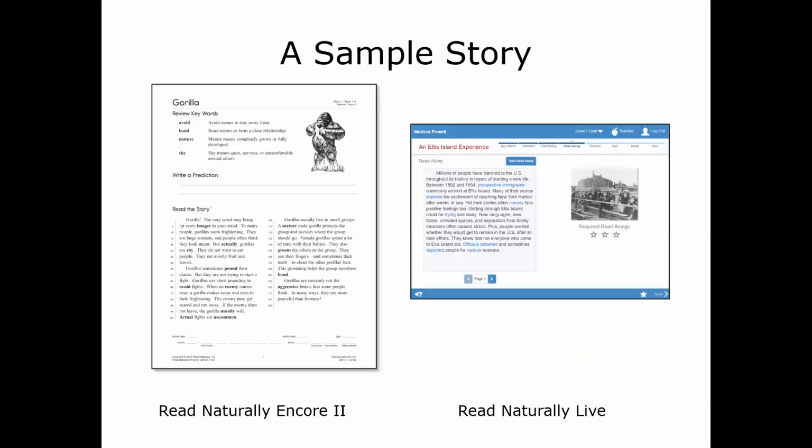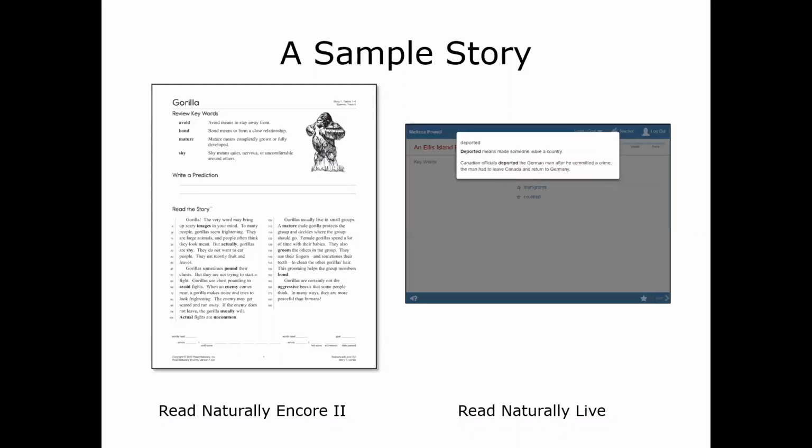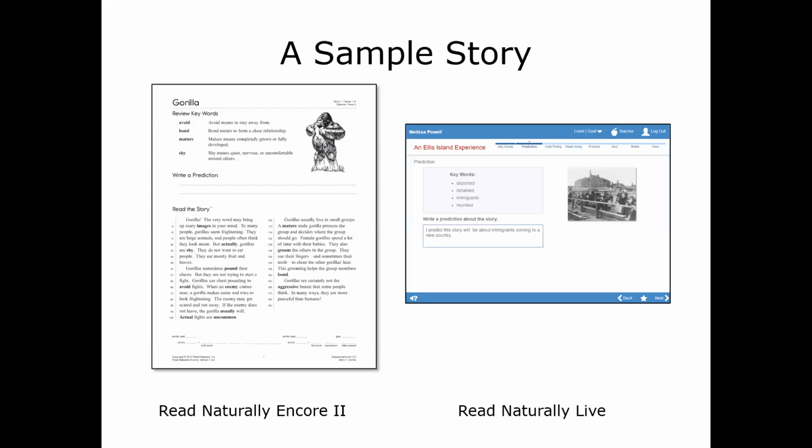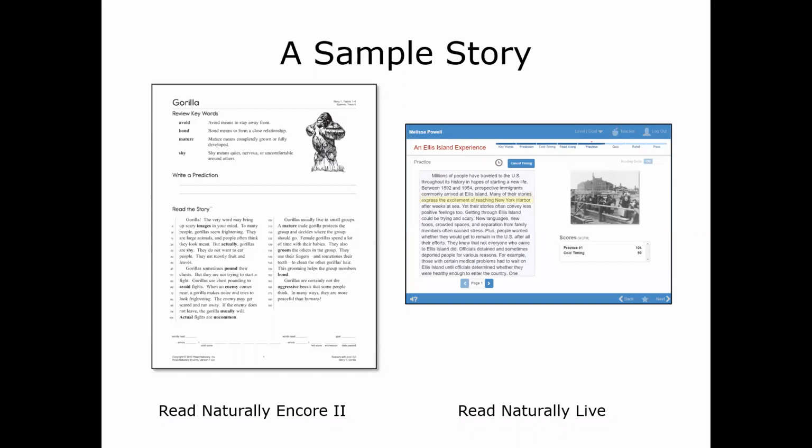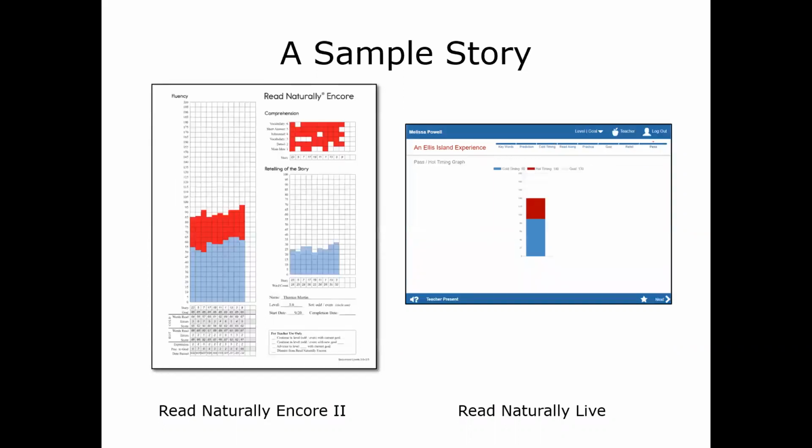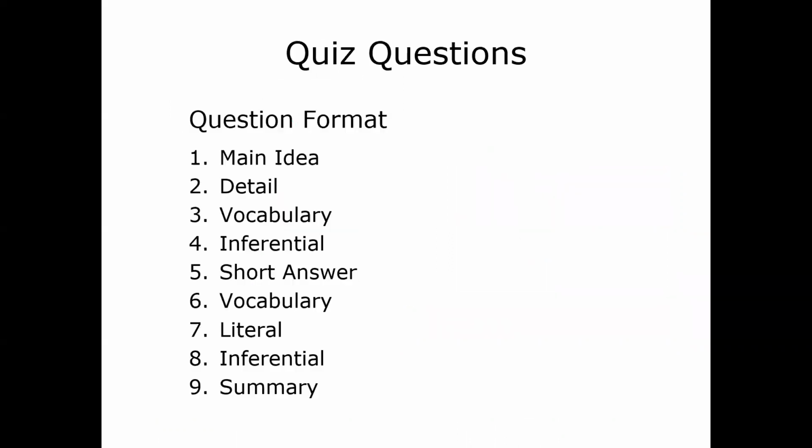But the sample story on the left-hand side, as you can see in Read Naturally Encore, has keywords with definitions. There's a place for a prediction. There's a numbered passage so the student can quickly calculate their words correct per minute score. There are graphs. So students color in how far they got on their first timing on a story. They color in how far they got on their final timing on a story. And that's very motivating. They're also keeping track of their quiz questions.